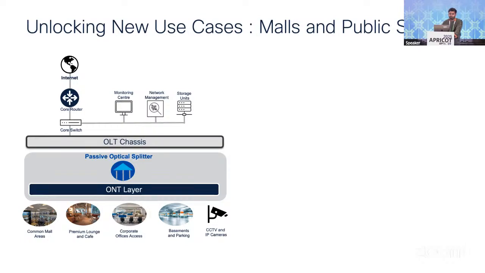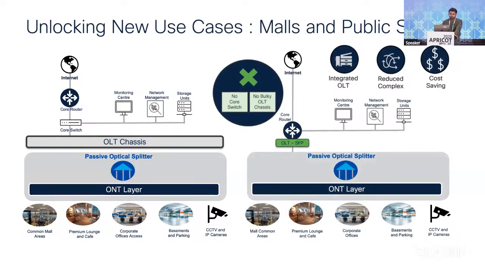Maybe it could be in the common mall areas, premium lounges, corporate offices, then basements and parking. So all these are running on an IP network somehow. And then on top of that, we can use the PON controllers or the PON infrastructure. We will have our ONT layer. On top of it, we will have the passive optical splitters and the OLT chassis that we talked about in the previous slides. And then the core switch, followed by the core routers and maybe the monitoring system, because all these places or use cases will essentially have network management, storage units, and some monitoring centers.